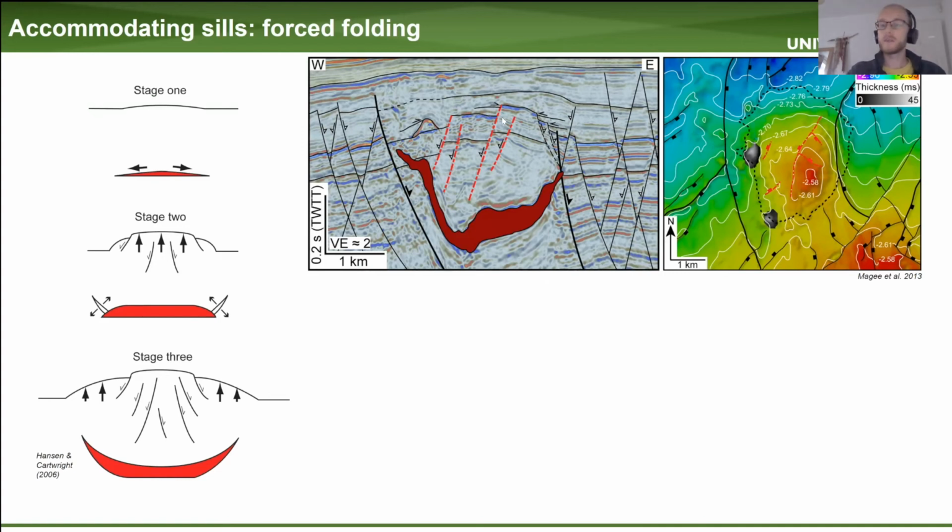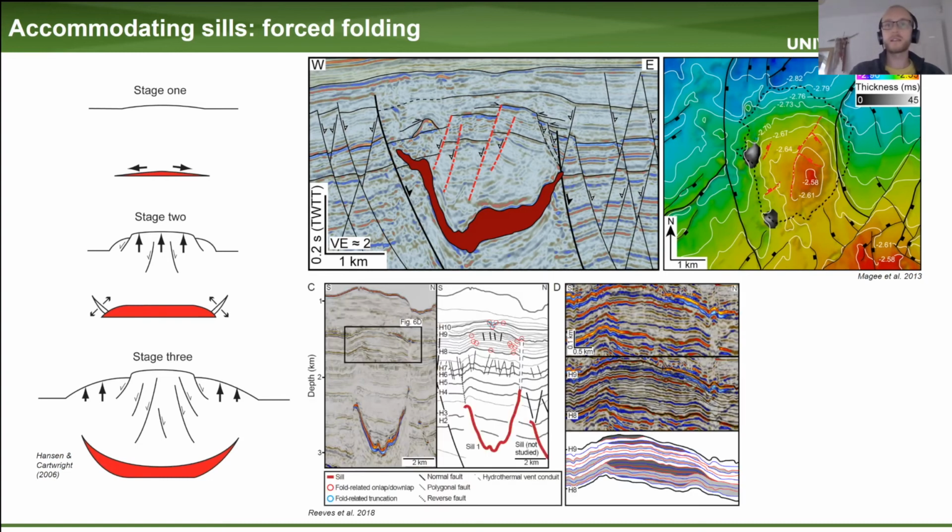We know that this was the paleo surface at the time of intrusion because we can see sedimentary strata onlapping onto it. And there's also a little volcanic mound as well, the origins of which I'll come back to a little bit later. So we can start to understand how the intrusion was accommodated.